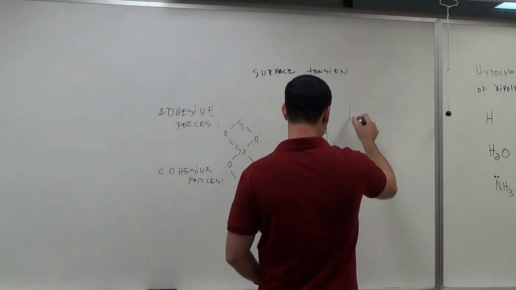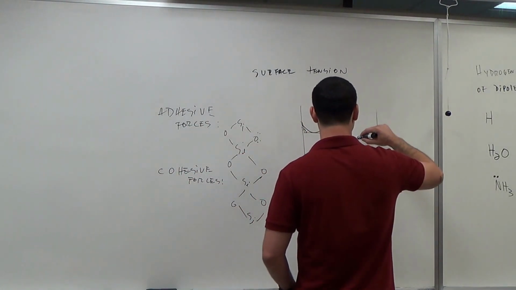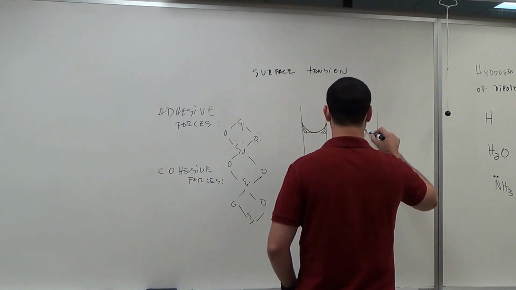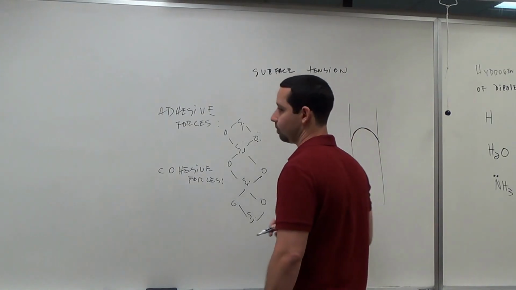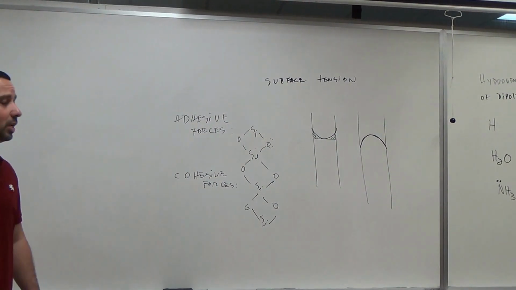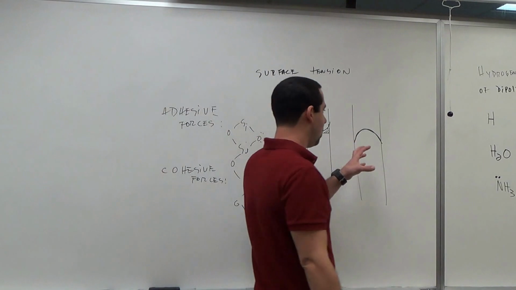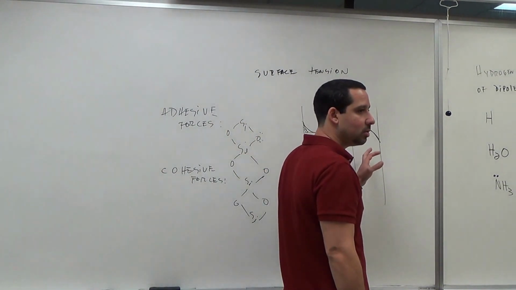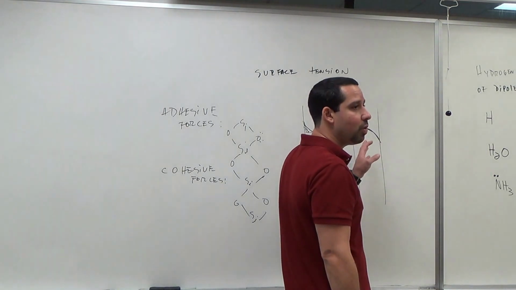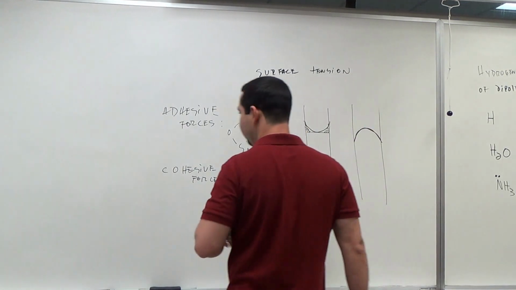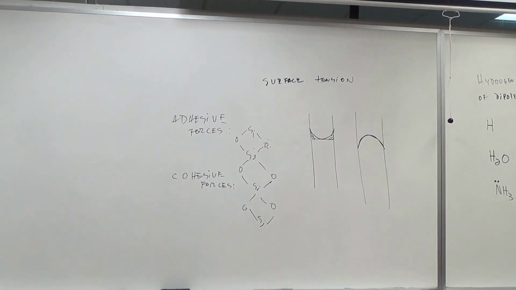If you have a meniscus that looks like this, what does this mean? Cohesive forces are greater than adhesive forces. And this means that this liquid, or whatever you have here, does it like the glass? Not at all. It wants to run away from the glass. What does it like more? It likes itself more. Can you identify with that?